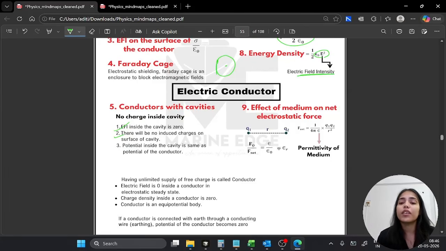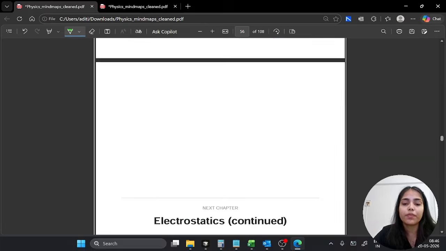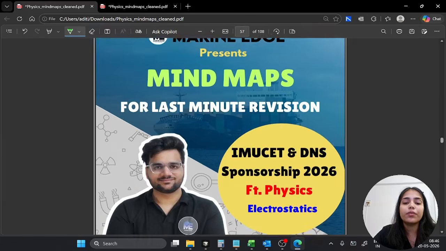Next, effect of medium on the net electrostatic force. If there are two objects, normally we consider epsilon naught in the case of vacuum. But if we place them in some particular medium, we have to take the epsilon of that particular medium. That is called the permittivity of the medium. Okay. Now, moving on.